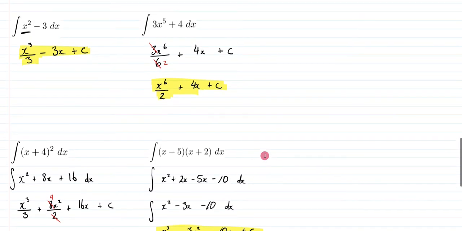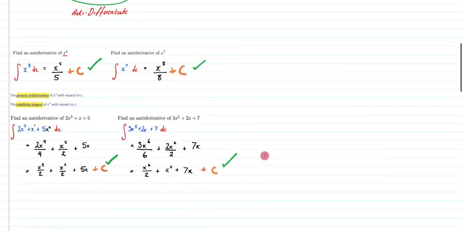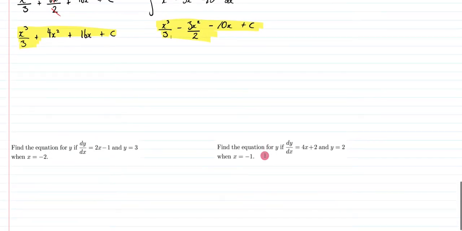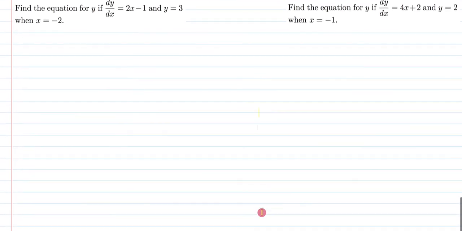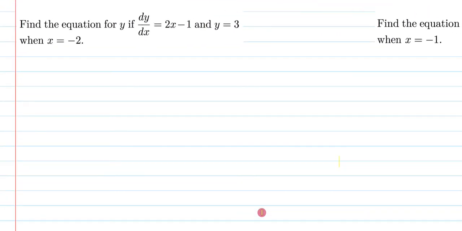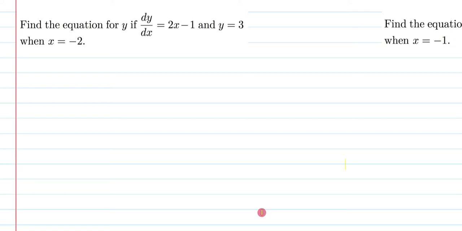So hopefully you've got all that down. We've come a long way. Let's do some more anti-differentiation. So here is some more anti-differentiation right here. Now, this computer is going to be a bit of a pain for me. Let's come down here and let's zoom in here. Okay, so what does this say?